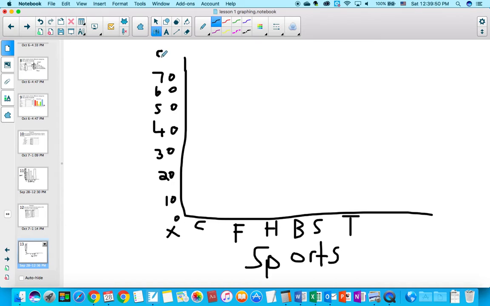And then up at the top, we have 80. Right? Sometimes you want to go up past your maximum, like I would go up to 100 so that the bar doesn't reach the tip of the graph. That's just me being picky, but yeah, you can do that.